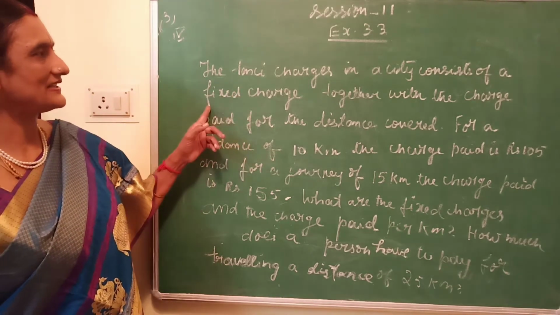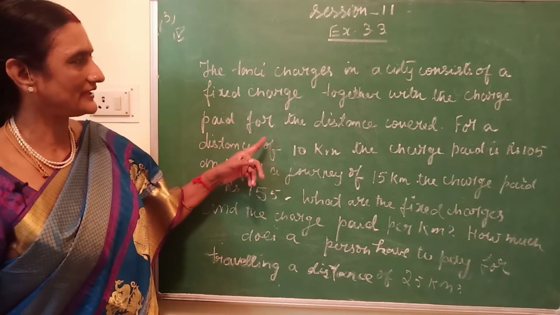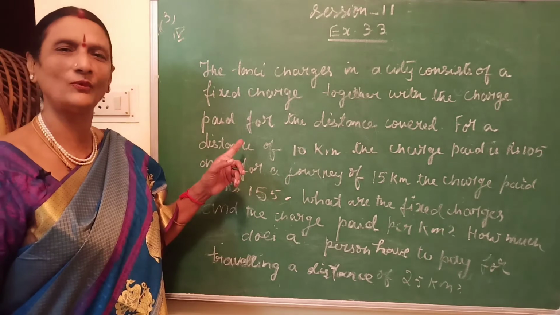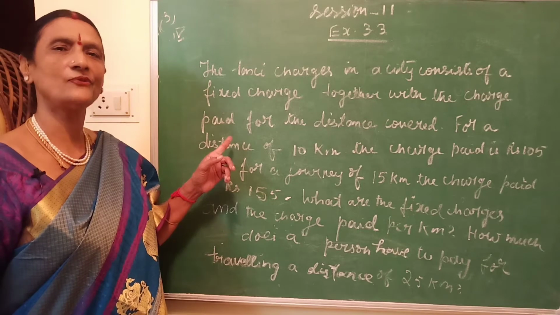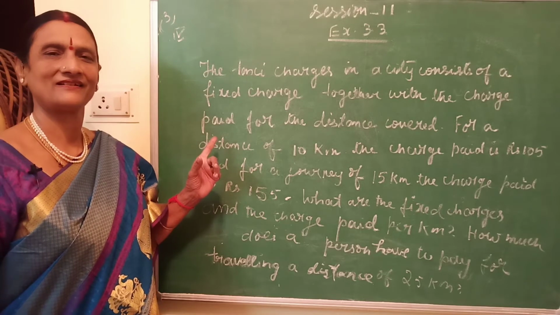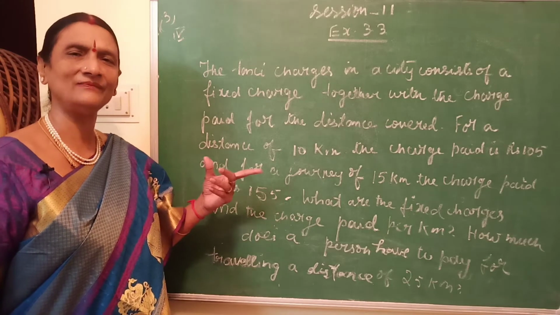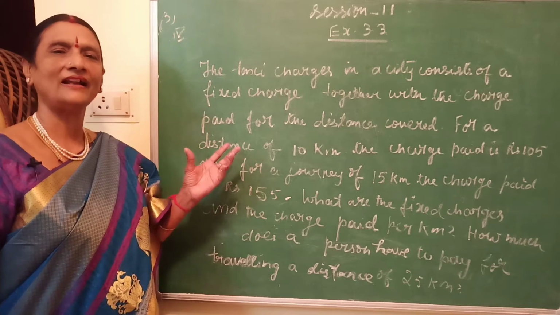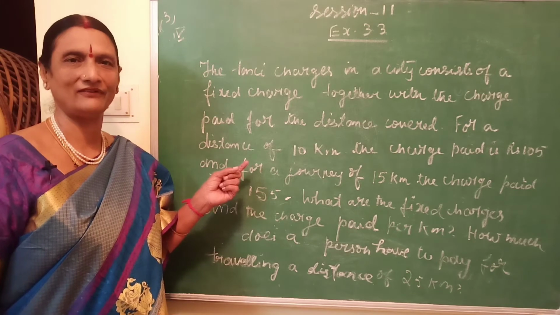The taxi charges in a city consist of a fixed charge together with the charge paid for the distance covered. Okay, this is very obvious. We all know very well. So very often we travel by taxis and autos. How the fare is calculated: there is some amount that is fixed. With that fixed amount, according to how much ever we travel, for each kilometer some money will be charged, and the total charges only we pay to the taxi driver or the auto driver, isn't it?